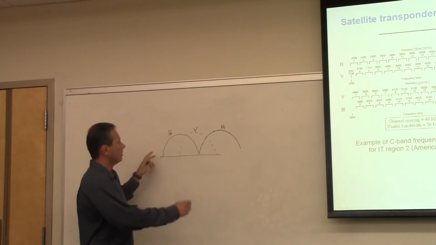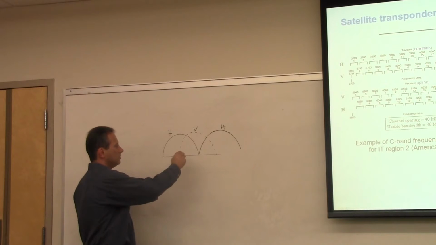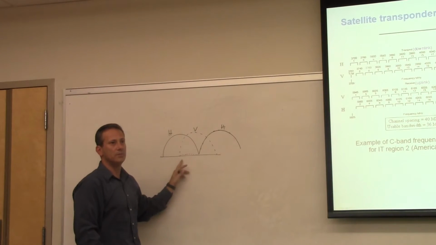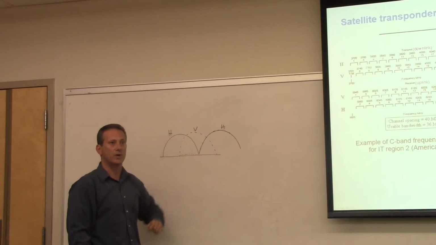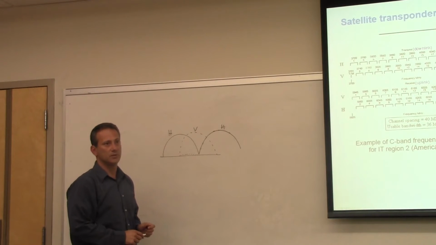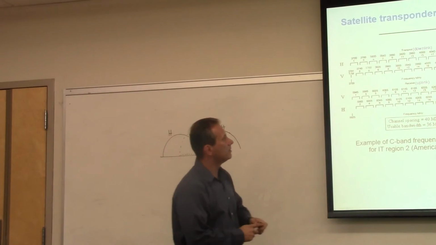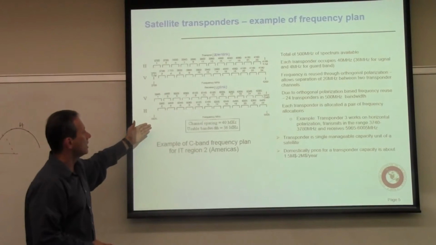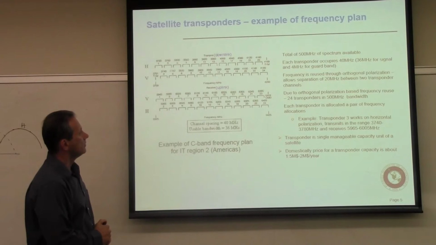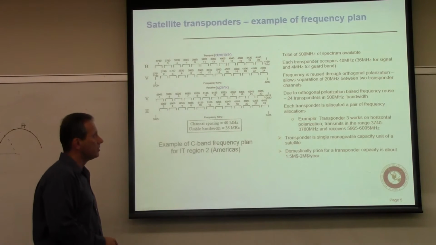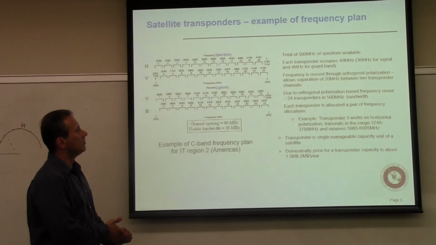So even though they're overlapping in frequency, because you're receiving on one polarization, there's a little bit of noise bleeding, depending on how much your signal gets depolarized as it travels through the atmosphere, but you're able to tolerate that. So this is how in 500 megahertz of spectrum you can actually fit 24 transponders, each one of them having 40 megahertz.